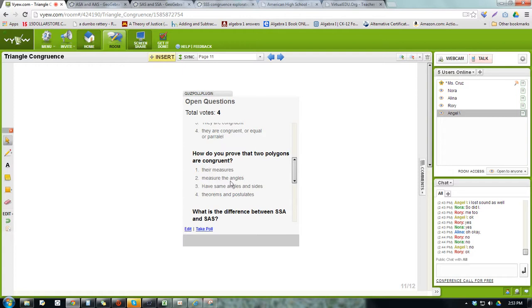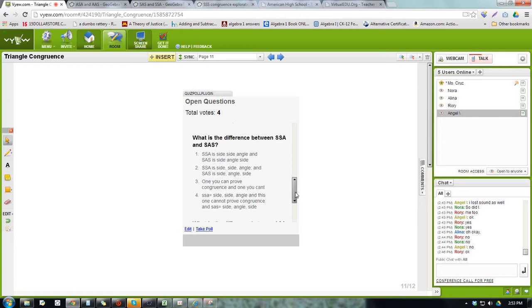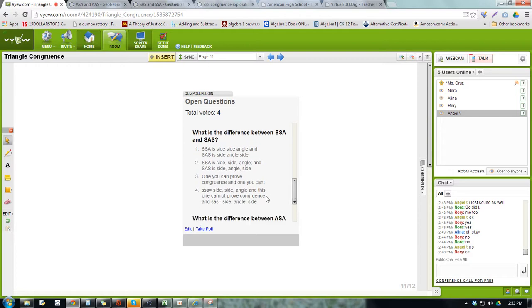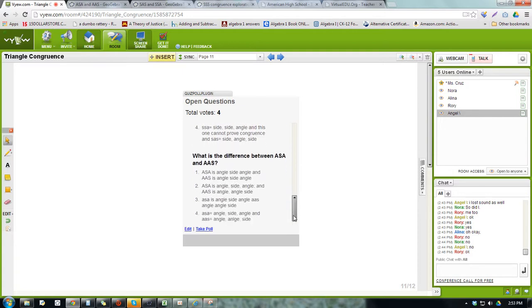So, like what I'm seeing. Okay. SSA is side angle side, SAS is side angle side. That's what most of you put. All correct. One of you put an answer I actually really like. It says with one you can prove congruence and one you can't. So all of these are correct, and one of you went a little bit further to explain why it's important to distinguish that difference. Okay, ASA. Everyone seems to have gotten that one. Angle side angle and angle angle side.